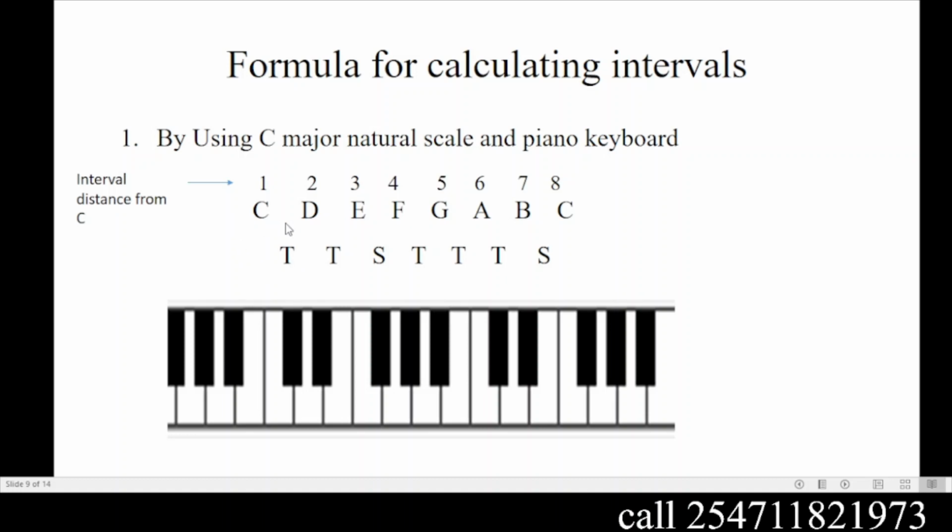Now from C to D, a tone. Then D to E, a tone. Those are two tones. Then E to F, a semitone, so that's 2.5. F to G, 3.5. Then G to A, 4.5. So a major sixth should have 4.5 tones or 9 semitones.